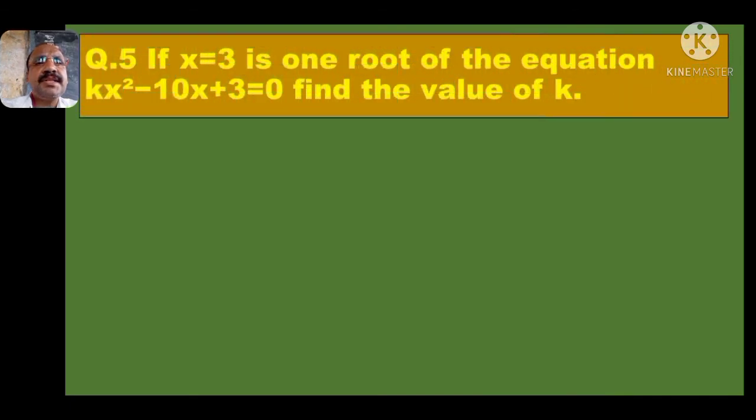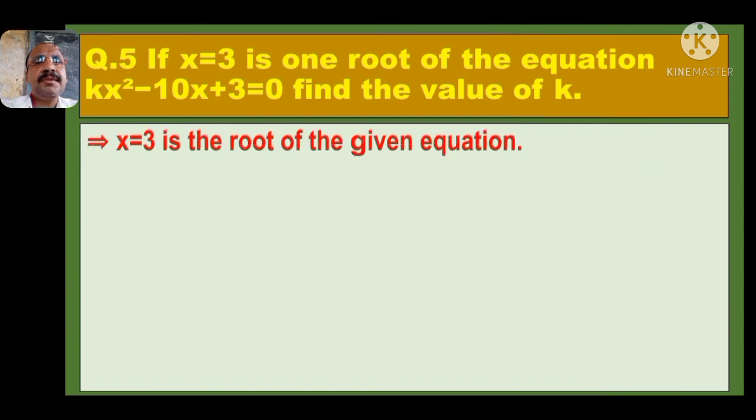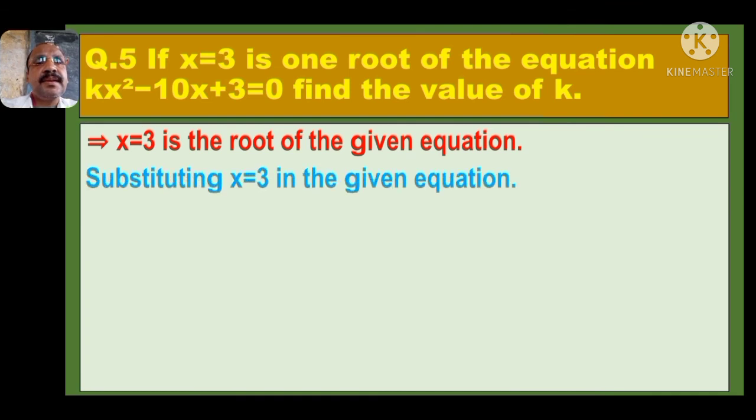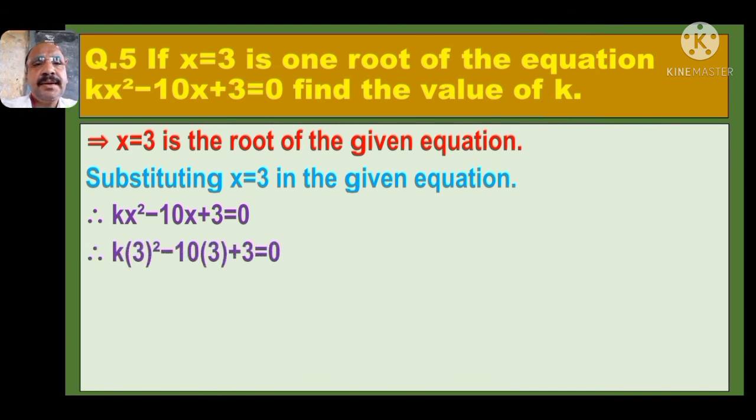Now, last question, question number 5. If x is equal to 3 is one root of the equation kx square minus 10x plus 3 is equal to 0, find the value of k. Now, x is equal to 3 is the root of the given equation. Now, substituting x is equal to 3 in the given equation. The equation is kx square minus 10x plus 3 is equal to 0. After substituting x is equal to 3, the equation becomes k into 3 bracket square minus 10 into 3 plus 3 is equal to 0.